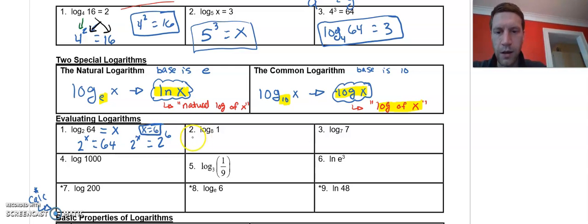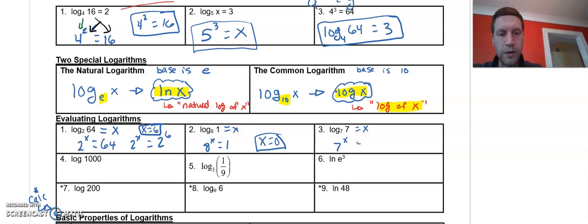All right. Log base 8 of 1. Again, let's set that equal to x. 8 to the x equals 1. Well, the only way you're getting 1 as an output from an exponential term is if the exponent is 0, right? So that x there has to equal 0.